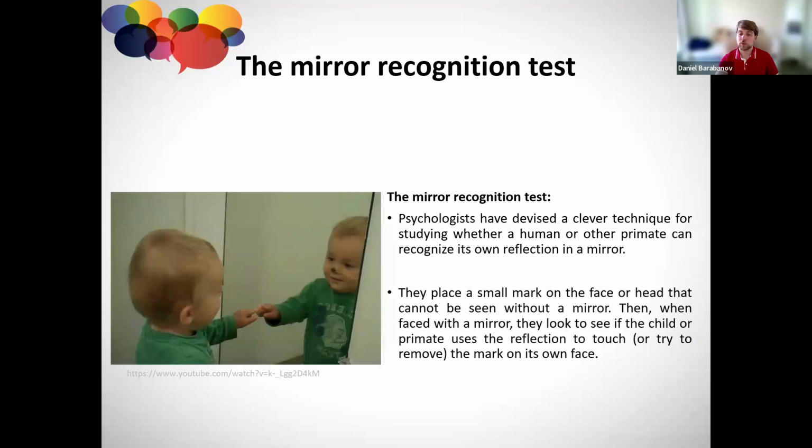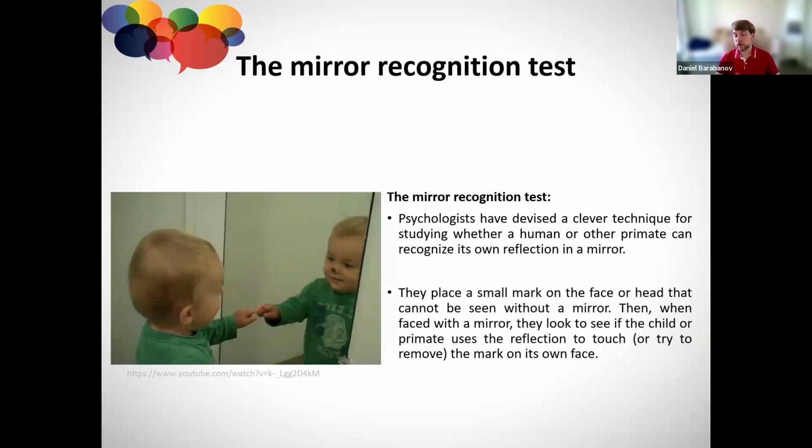So psychologists put a small mark on the face or head, which you cannot see without mirror. So for example, on the picture, you see a small boy with a dot on his nose. Obviously, this boy cannot see it without mirror, right? Because it's just impossible, physiologically speaking.